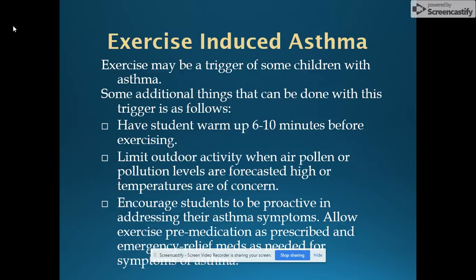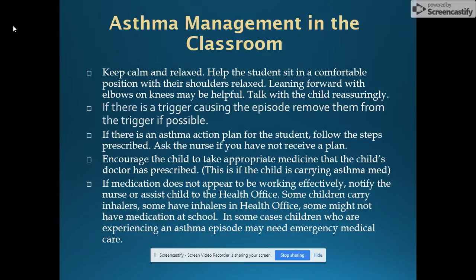Exercise may be a trigger for some children with asthma. Some additional things that can be done with exercise-induced asthma are to have the student warm up 6 to 10 minutes before exercising, limit outdoor activity when air pollution levels are forecasted high or temperatures are of concern, and encourage the student to be proactive by using their pre-medication if prescribed in that way for their asthma, or during an asthma episode while exercising.